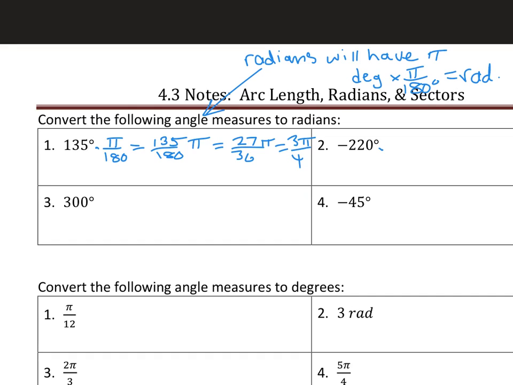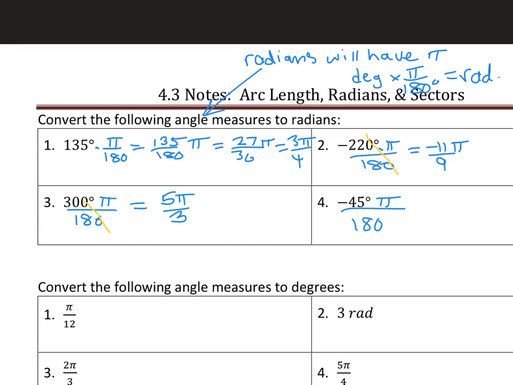And you can do that with every single one of these cases. So you're going to have pi in the numerator. You're going to have 180 degrees to cancel out basically the units. I could just divide these both by 10. And then I have negative 11 over 9 pi radians. And 300 divided by 180, 30 and 18 are, let's see, both divisible by 6. So I have 5 pi over 3 radians. Last one. There are 4 45s in 180, so this is the equivalent of negative pi over 4 radians.